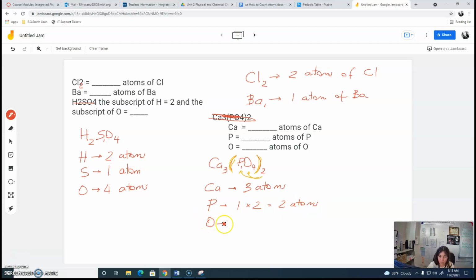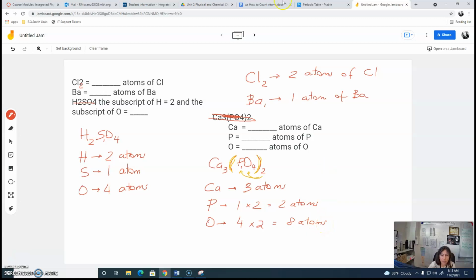And how about oxygen? Well, oxygen, I got a subscript of 4 right next to it. And I have the 2 outside of the brackets that I know will multiply everything inside the brackets. So that 2 outside applies to everything that is inside of the brackets. That means this oxygen as well. So that gives me a total of 8 atoms.